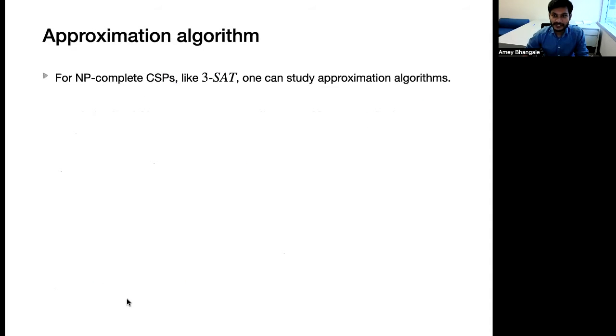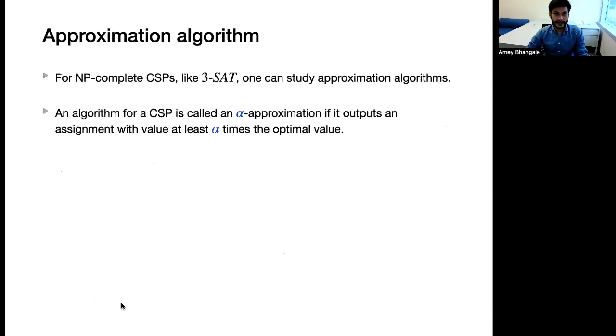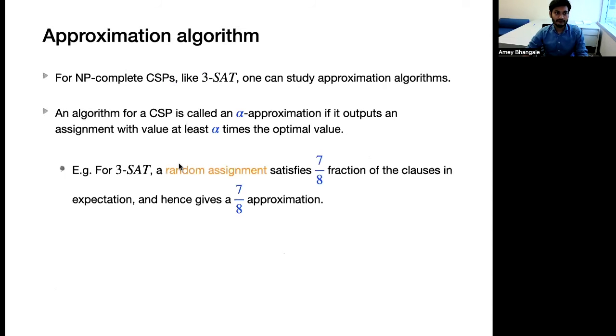Now, since many CSPs are NP-complete, in order to design better algorithms, we study approximation algorithms. An algorithm is called alpha-approximation if it always outputs an assignment with value at least alpha times the optimum value. For instance, for 3-SAT, if we pick a random assignment, then it is not hard to show that it satisfies 7/8 fraction of the clauses in expectation. And hence, this gives a 7/8 approximation algorithm for 3-SAT.